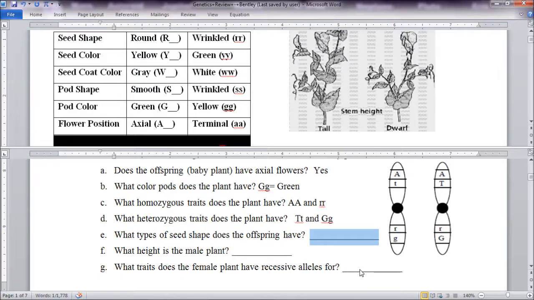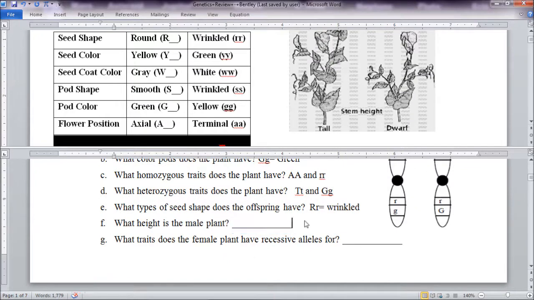What types of seed shape does the offspring have? So seed shape is R and little r. And it looks like we have two little r's, which equals a wrinkled seed. Weird. What is the height of the male plant?